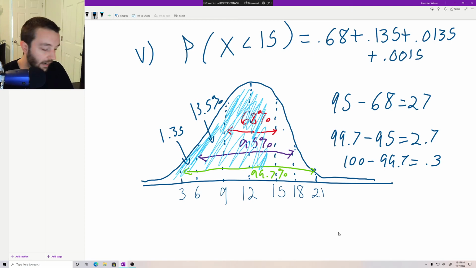0.0015 is how we'd write that as a decimal. So now we can add all these together to ultimately get 83%. So the probability that it's less than 15 is 83%.